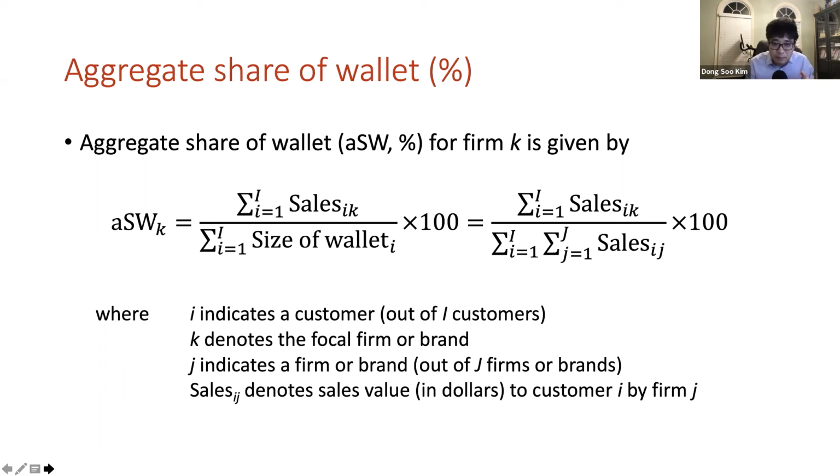And it is given by the sum of sales to all customers by the focal firm divided by the sum of size of wallet of all customers.